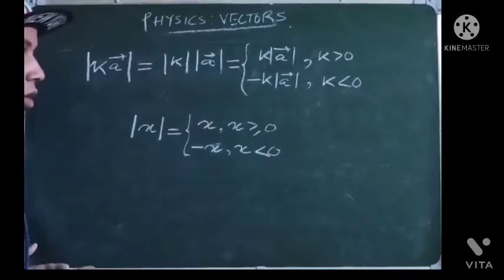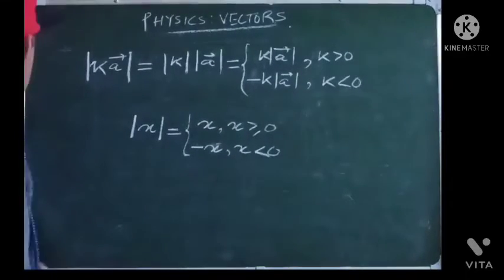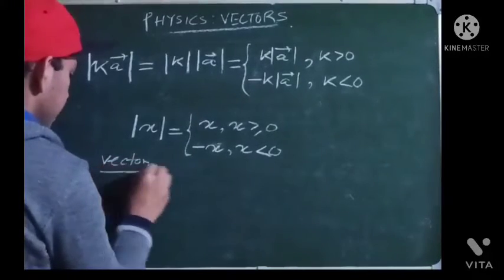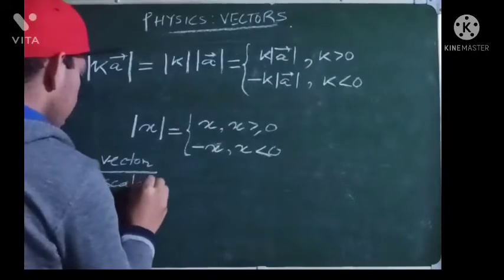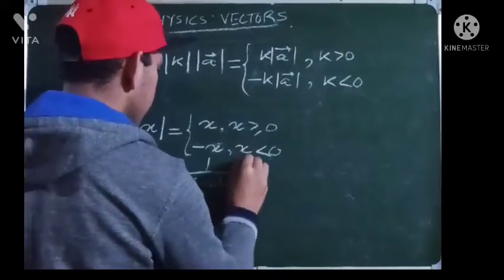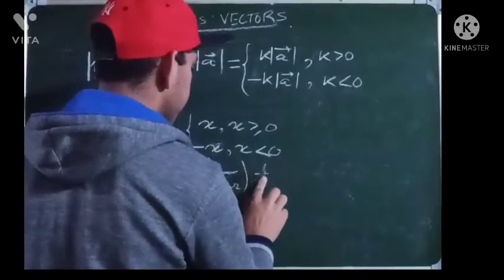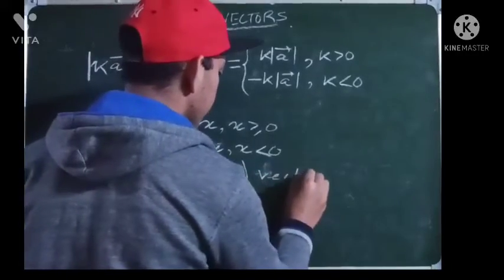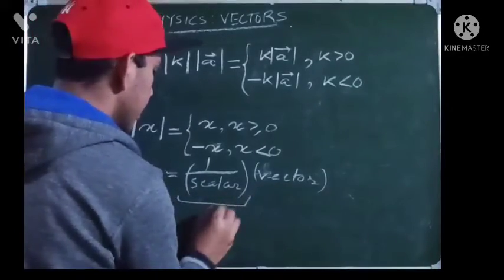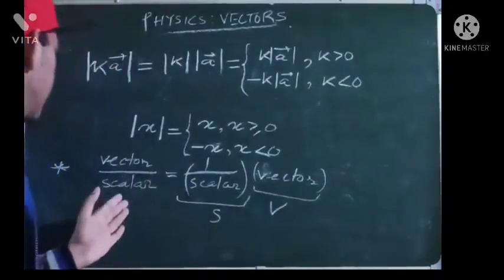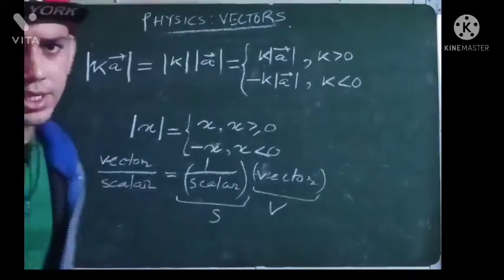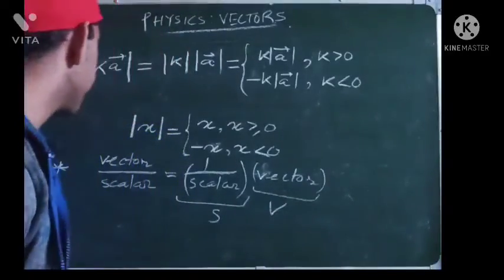Now another point is, when we divide a vector quantity by a scalar quantity, its meaning is 1 by scalar times the vector quantity. One by scalar is another scalar, so this is a scalar quantity and this is a vector quantity. That means when we are dividing a vector by a scalar, we are multiplying another scalar quantity with a vector quantity. So it is also meaningful, it represents the same thing.